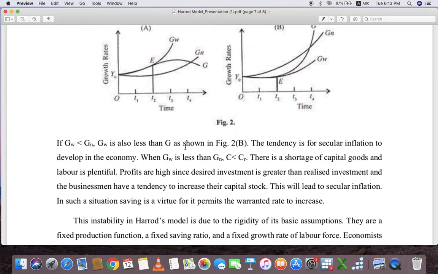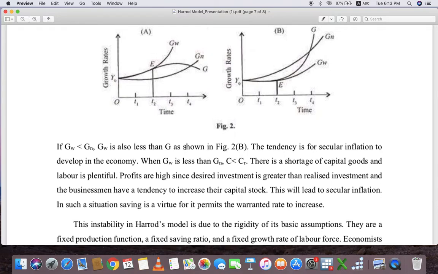In this situation, a tendency for secular inflation will develop in the economy. Since GW is less than Gn, C is less than Cr, so there will be a shortage of capital goods and labor will be in excess supply, plentiful. So, profits will be higher than desired, profits are actually very high. Therefore, desired investment will be greater than realized investment, and businessmen will have the tendency to invest more and more by increasing their capital stock.